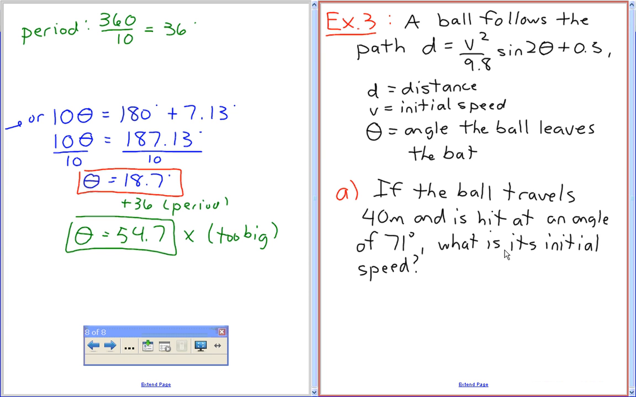It says here, example 3: a ball follows the path d equals v squared over 9.8 sine 2 theta plus 0.5, where d is equal to distance, v is the initial speed, and theta equals the angle at which the ball leaves the bat. A: if the ball travels 40 meters and is hit at an angle of 71 degrees, what is its initial speed?